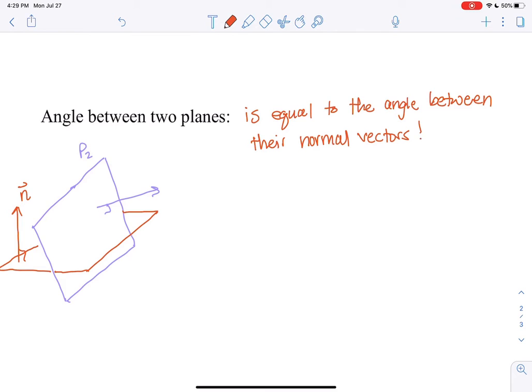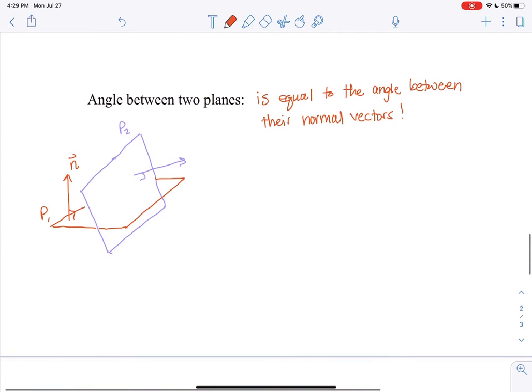So the angle between two planes is equal to the angle between these two vectors, and we already know how to find the angle between two vectors. That's pretty easy to do as well. It was just the arc cosine of that term, you can just apply that to the two normal vectors, and that'll give you the angle between two planes.